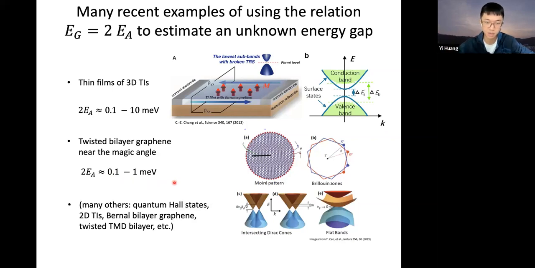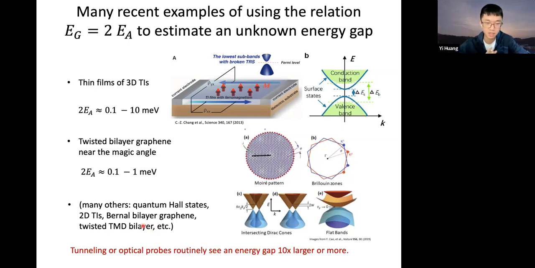And there are many other examples, like the gap in quantum Hall states or 2D TIs. In Bernal bilayer graphene, you can open a gap by applying an electric field. And in twisted TMD bilayers, you can also open a gap, and you can also change the size of the gap by applying an electric field.